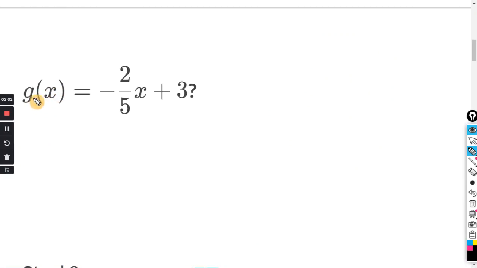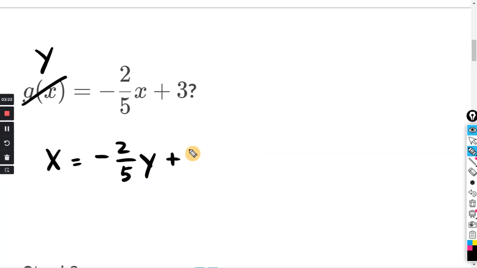All right, so in place of g of x, I'm going to cross this out and just write a y. And my first step is to reverse the x and the y. So instead of y, I'm going to write x, and that equals -2/5. Instead of the x, I'm going to write y, and that's plus 3. Solving for y, the opposite of plus 3 is minus 3. I'm going to apply that to both sides.